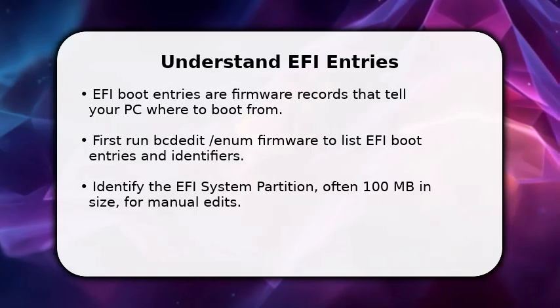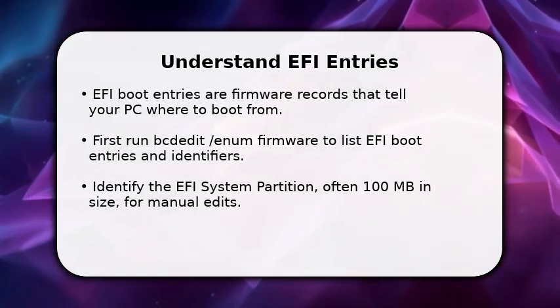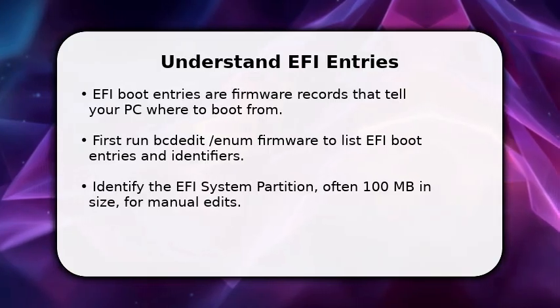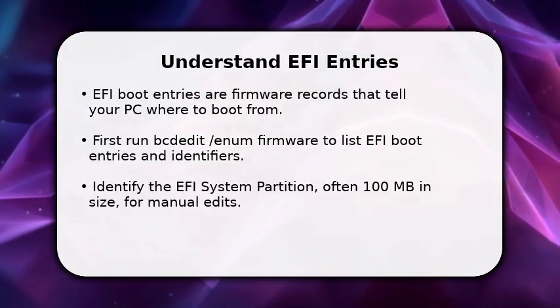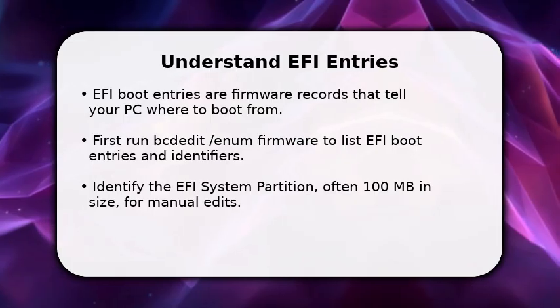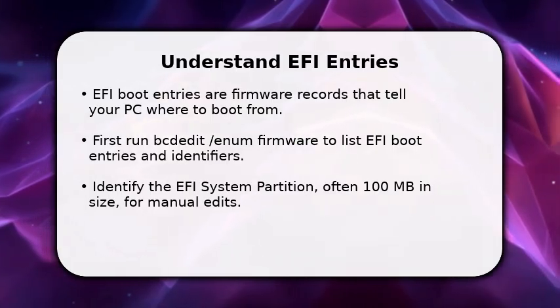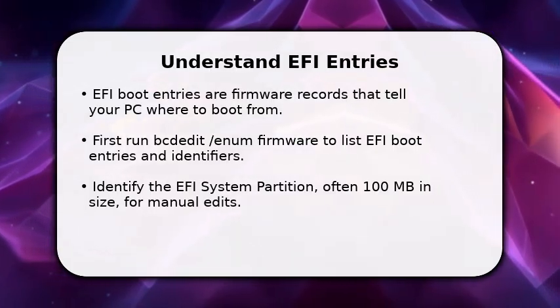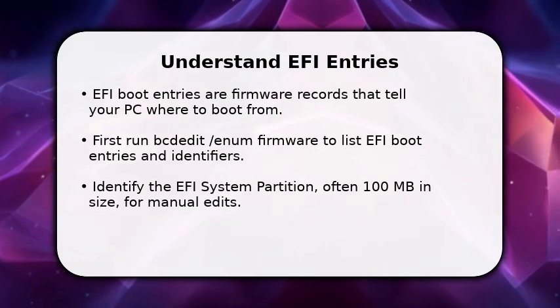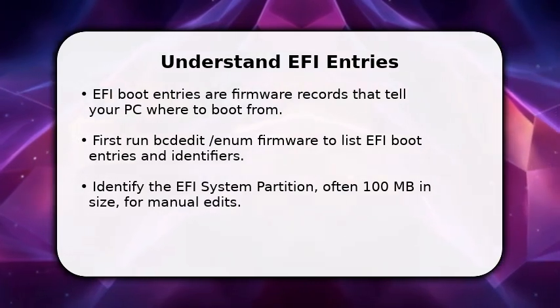First, run bcdedit /enum firmware to list EFI boot entries and identifiers. Note the identifier GUID for each unwanted entry before continuing with removal steps. Also identify the EFI system partition, often 100 MB in size, for manual edits.